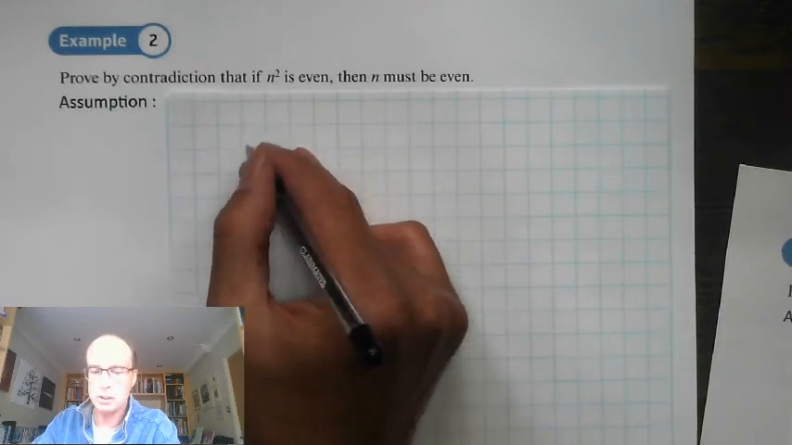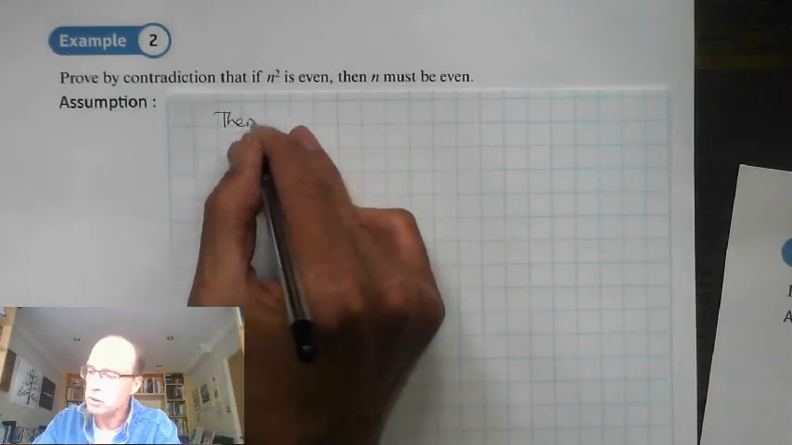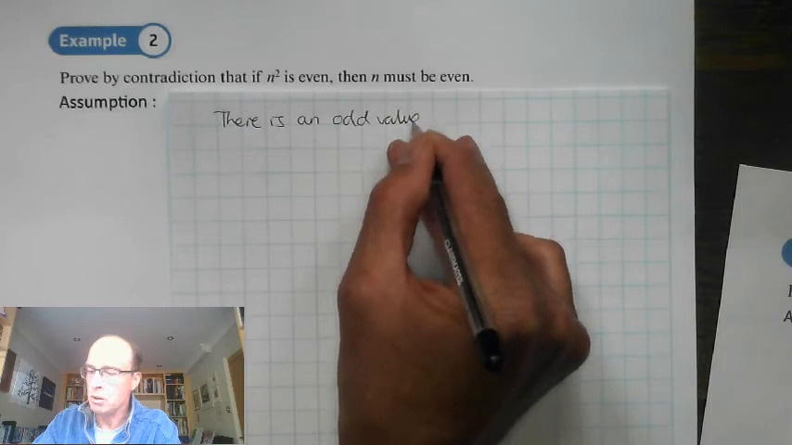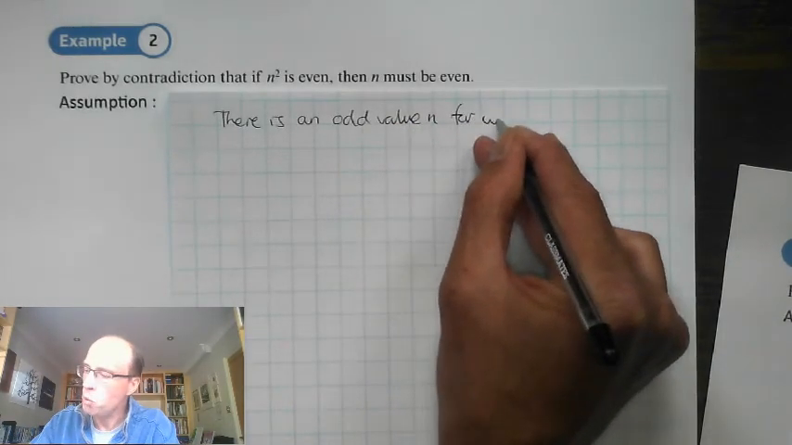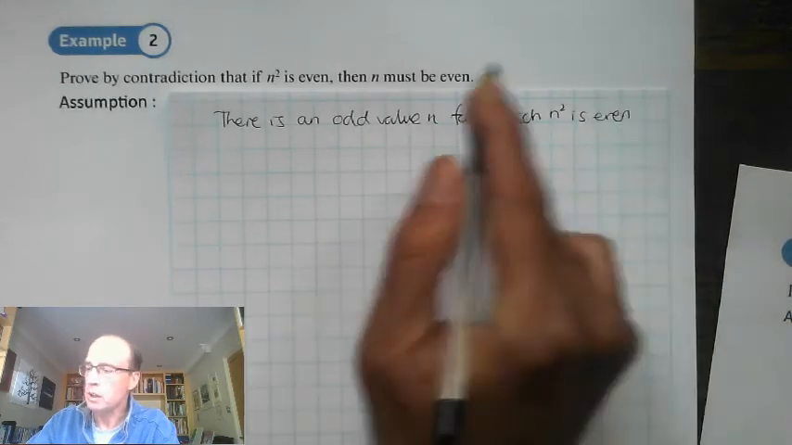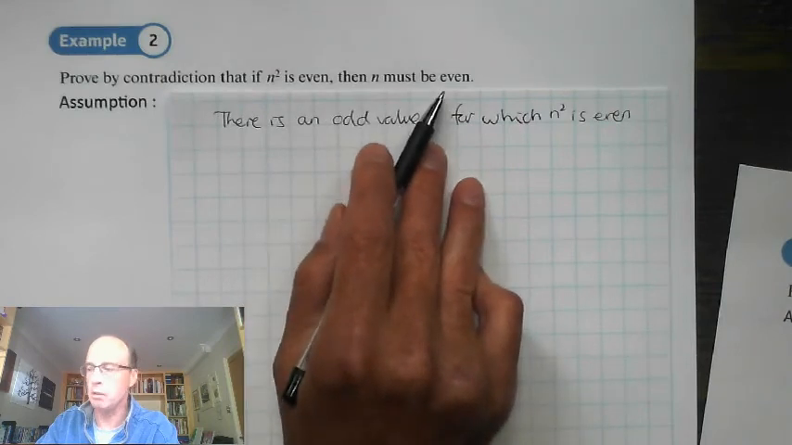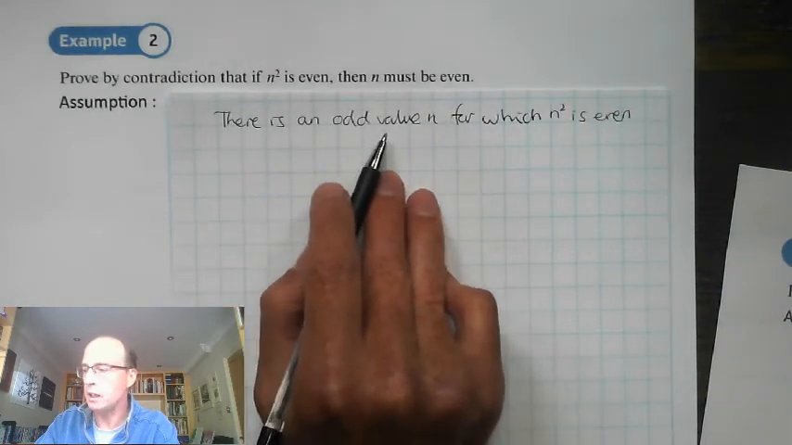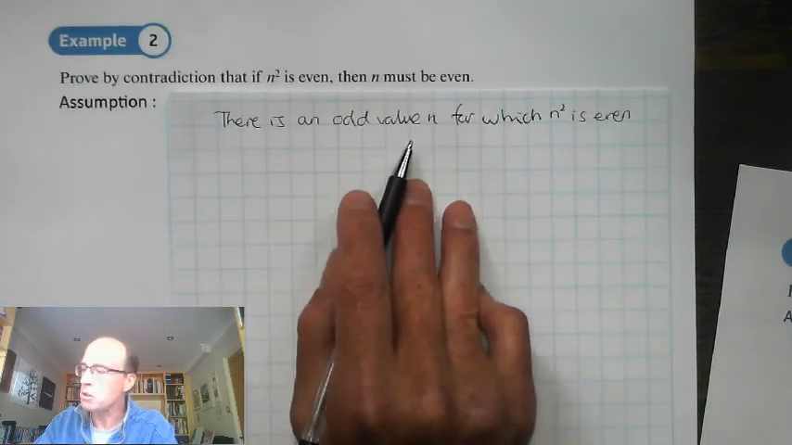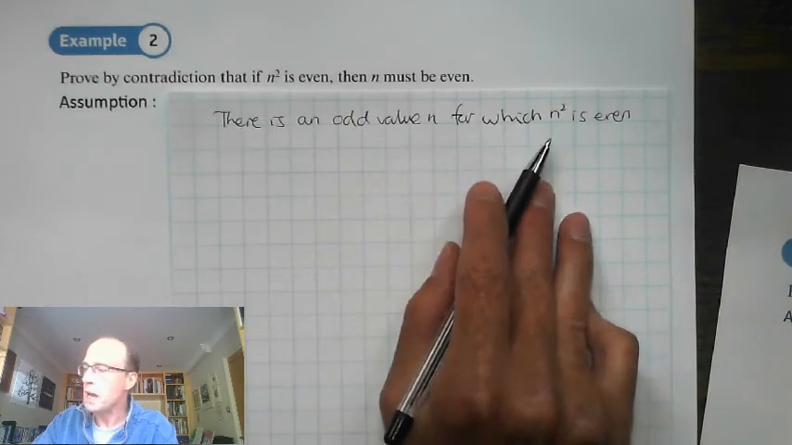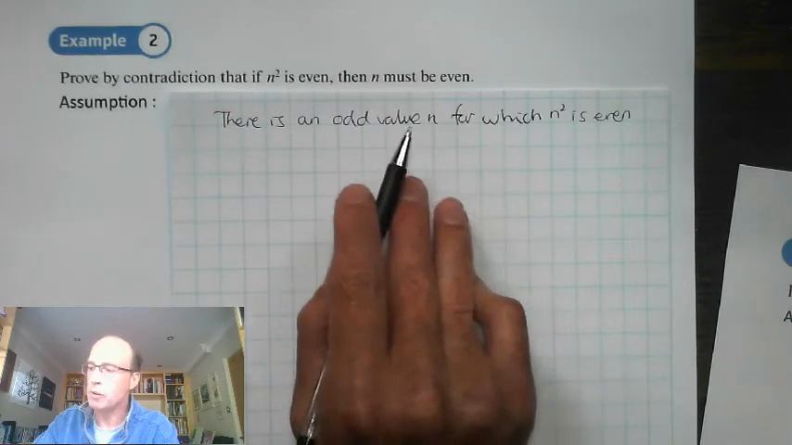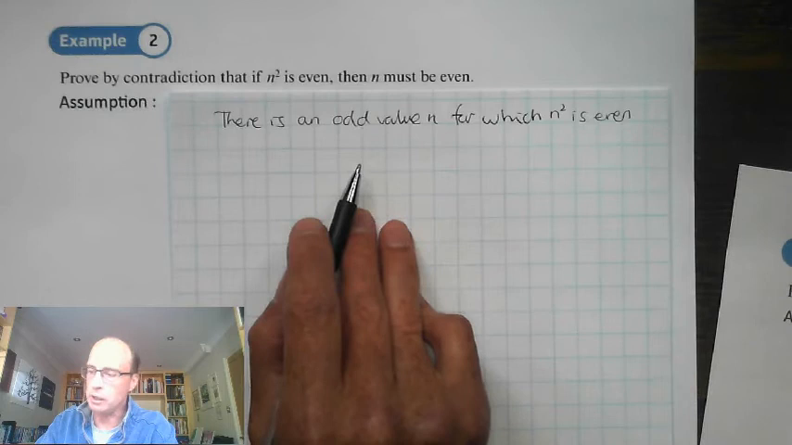So what I'm going to say is that there is an odd value n for which n squared is even. So an opposite statement, n squared is even, n must be even. We're going to look for an odd value for n for which n squared is even. So if we can work out with an odd value of n, and we're going to get a value of n squared which is odd, well, then we've got our contradiction to the statement. So we've got an opposite statement and we're going to try and contradict it.